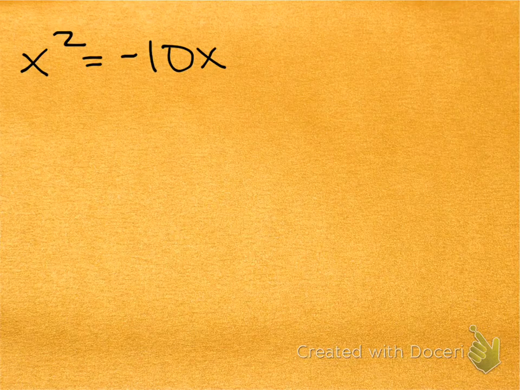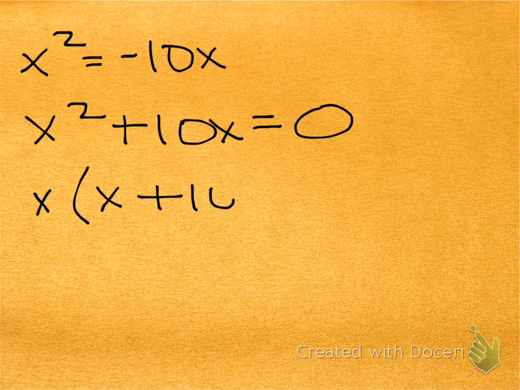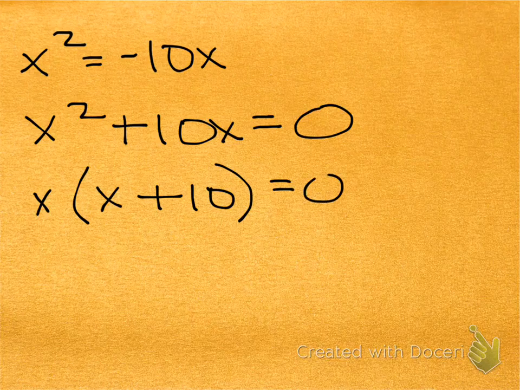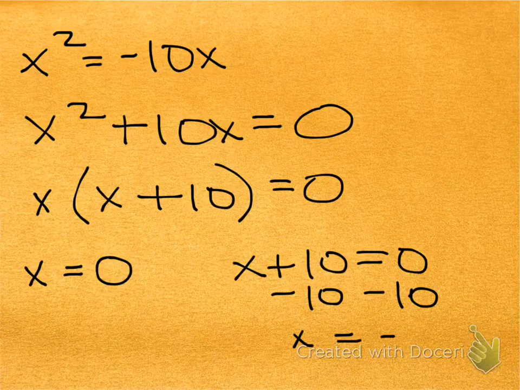This one, we need to put it equal to 0 if we're solving. So we need to move the 10x over to be with the x squared. And now we have it equal to 0. Then we need to factor it. So we take an x out. We have x plus 10 left over. And we're going to take each and put it equal to 0. So x would be 0 as one answer, and x would be negative 10 as the other answer.